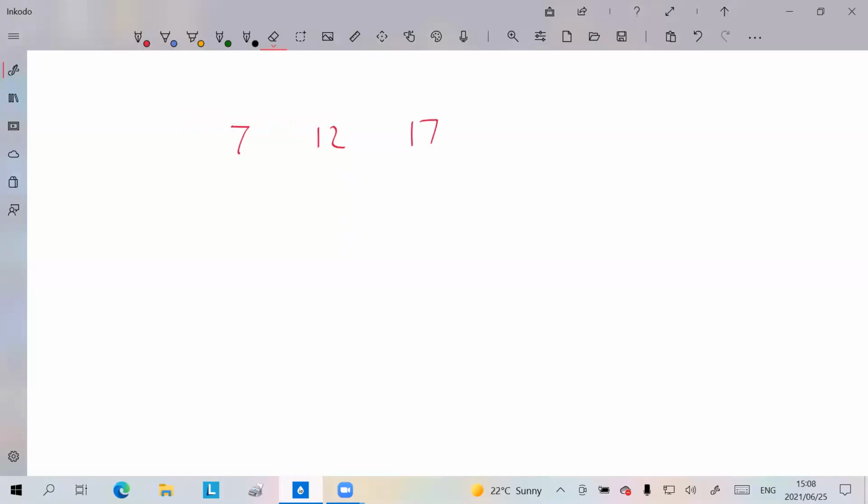Let's do it one more time the way I showed you to do it. I need to find what the pattern is. So easiest way, 12 minus 7 is 5. 7 plus 5 is 12. 17 minus 12 is 5. 12 plus 5 is 17. So I've got my pattern now. I know it's 5 each time. So obviously the next one will be plus 5. 17 plus 5 is 22.